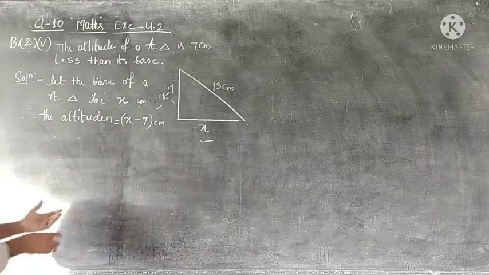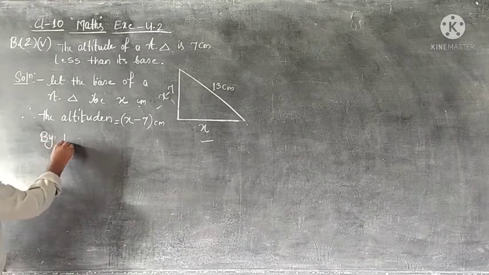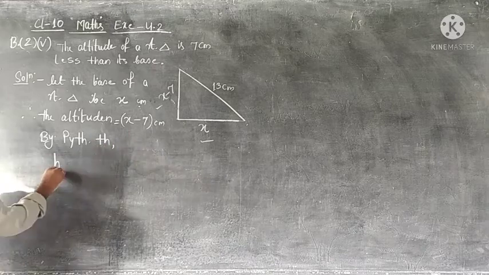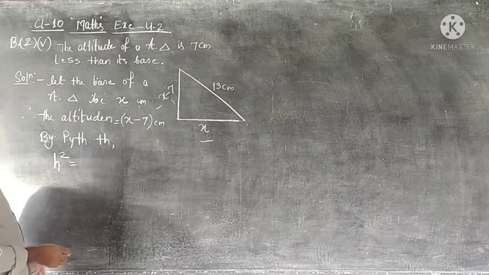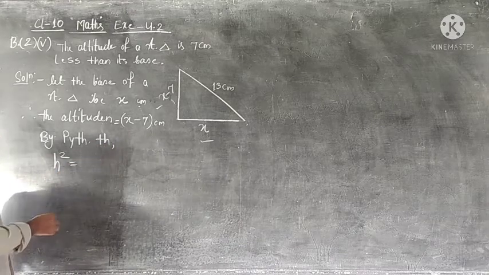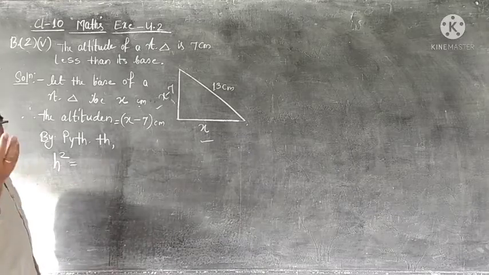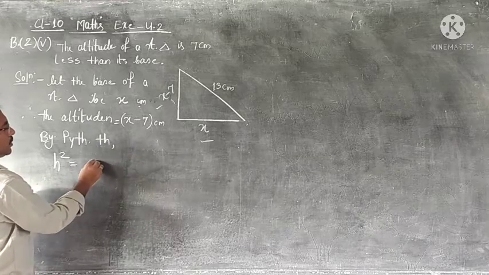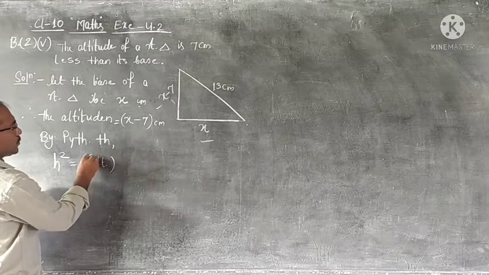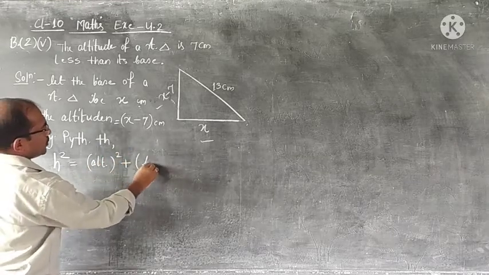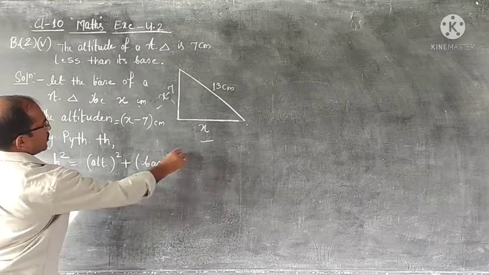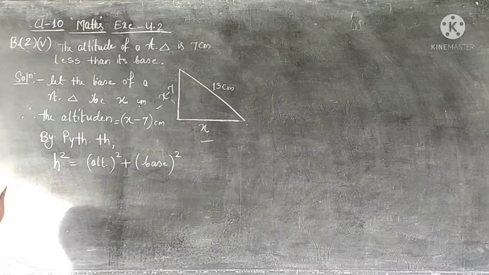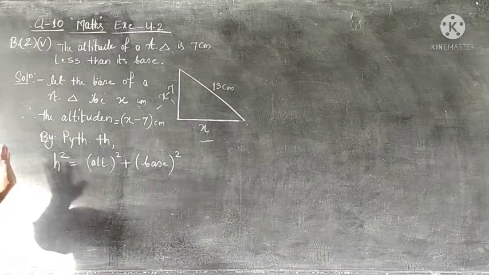So by Pythagoras theorem, what do we know? The hypotenuse square is the sum of the squares of the other two sides. What are the other two sides? Altitude and base. So we can write: hypotenuse square equals altitude square plus base square. We can write HYP or just H also. It doesn't make any difference.